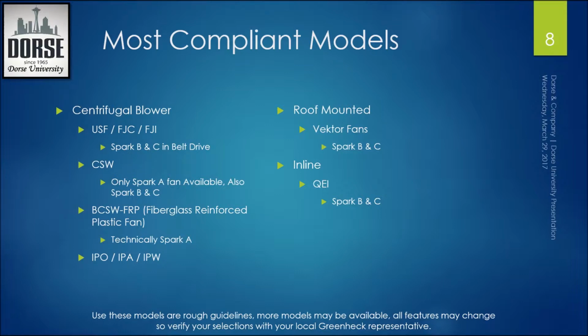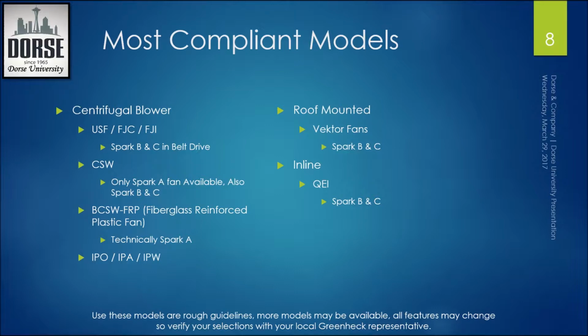So the most compliant fan models from Greenheck, and these aren't all of them, this is just a rough list of what we see is most popular. You've got your utility sets, your Fume Jet models, your big industrial blowers, and your fiberglass fans. It's also technically Spark A. We don't often see it except in extreme environments. We'd normally go with a CSW. Then your industrial process fans. You've got Spark B and C on most of these fans. Something to look for. Those are key models we see a lot of.